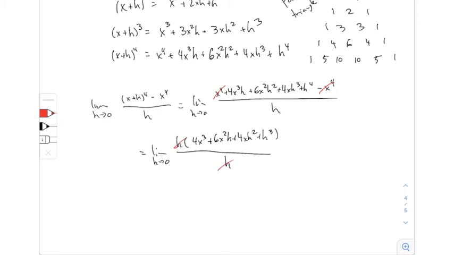It causes everything in there to become 0 except for 4x cubed, because all the other ones have h's on them. So after I plug in, I'll just write that one last step here: 4x cubed plus 6x squared times 0, plus 4x times 0 squared, plus 0 cubed. All right, anyway, the whole thing gives me 4x cubed.